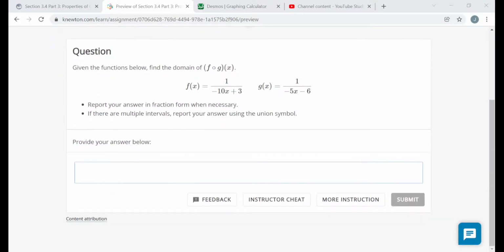And another, okay, we just have to type it in ourselves. Report your answer in fraction form when necessary. If there are multiple intervals, use the union symbol. So we're supposed to put this in interval notation, right? They're talking about intervals here. So let me go back to the paper.